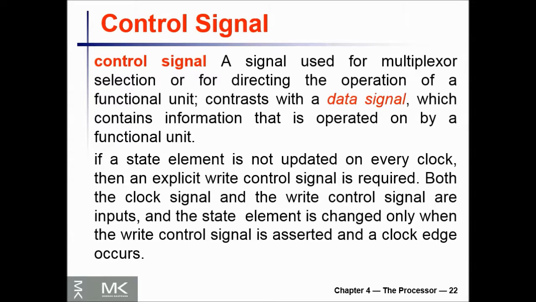Control signals are signals used for multiplexer selection or for directing the operation of a functional unit. This contrasts with a data signal, which contains information that is operated on by a functional unit. For example, if a state element is not updated on every clock, then an explicit write control signal is required. Both the clock signal and the write control signal are inputs, and the state element is changed only when the write control signal is asserted and a clock edge occurs.